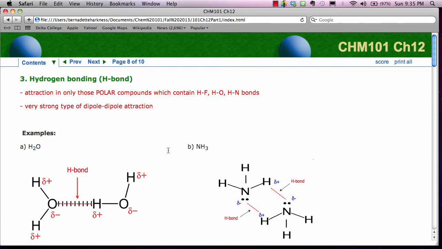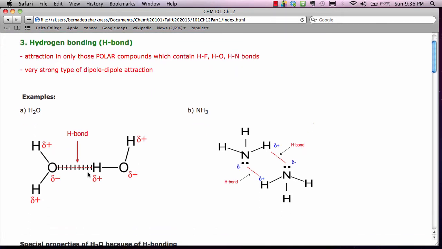The third type of intermolecular force is hydrogen bonding, and basically it's a very strong type of dipole attraction. It occurs in polar compounds that contain hydrogen-fluorine, hydrogen-oxygen, hydrogen-nitrogen bonds. They have to be part of the compound. So in water, I have a hydrogen-oxygen bond, and I have a dipole just like I had for hydrogen chloride. However, because the electronegativity is very high for oxygen, nitrogen, and fluorine, this dipole is quite large, meaning I have quite a strong magnet.